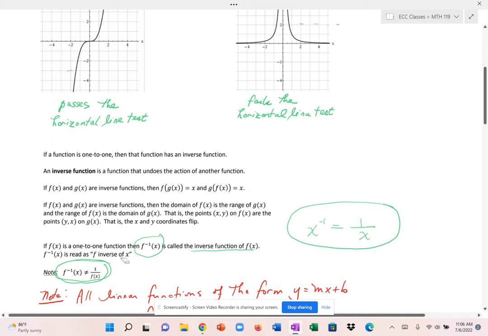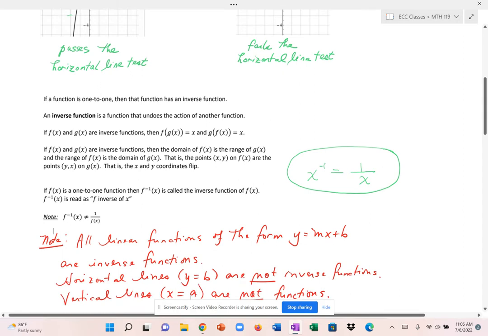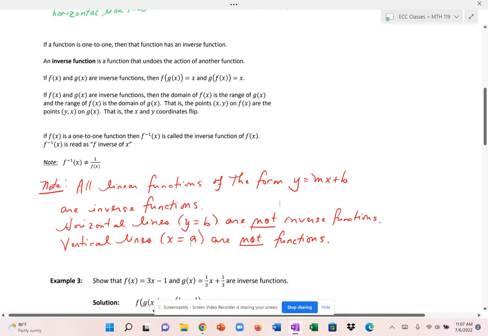All linear functions of the form y equals mx plus b have inverses, because any function of this form would be one-to-one, so you can find the inverse function pretty easily. Horizontal lines do not have inverse functions, and vertical lines are not functions at all. A horizontal line of the form y equals b would fail the horizontal line test. Vertical lines fail the vertical line test, so they're not even functions, and they don't have an inverse function either.